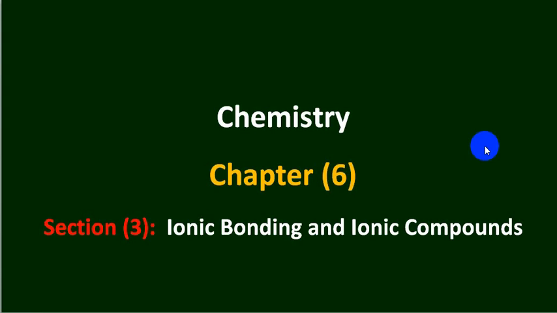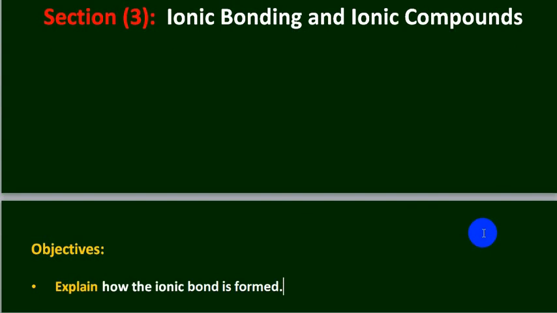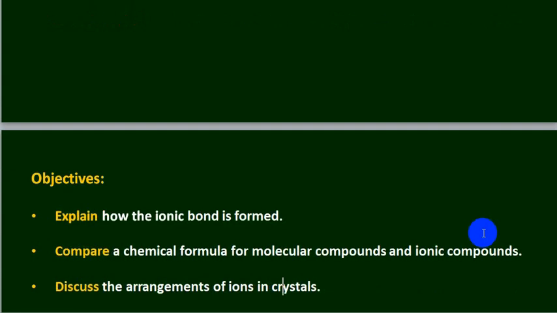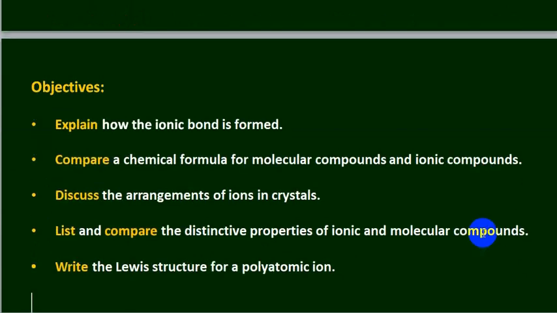Today, Chemistry Chapter 6, Section 3, Ionic Bonding and Ionic Compounds. The objectives of our lesson are to explain how an ionic bond is formed, compare a chemical formula for molecular compounds and ionic compounds, discuss the arrangement of ions in a crystal, compare the distinctive properties of ionic and molecular compounds, and finally write the lattice structure for polyatomic ions.